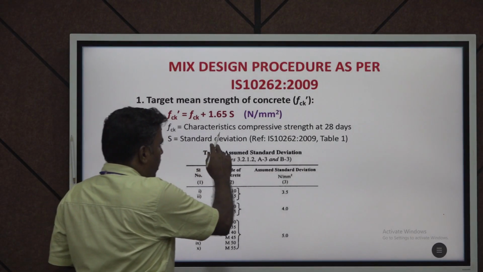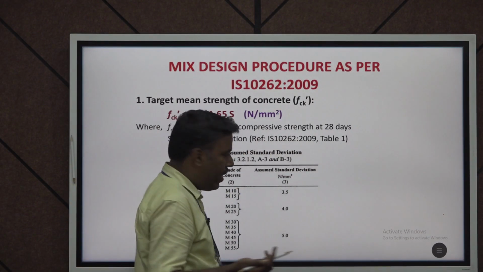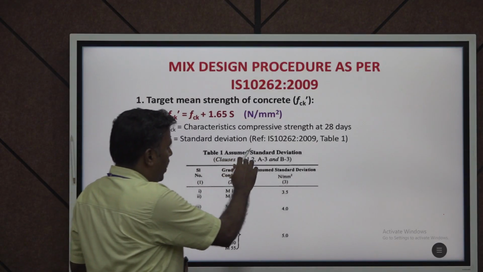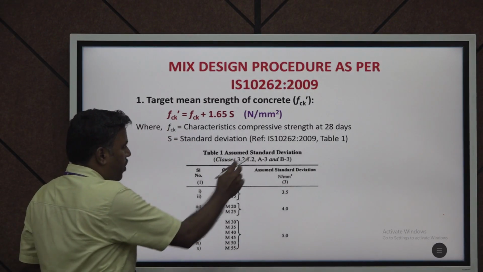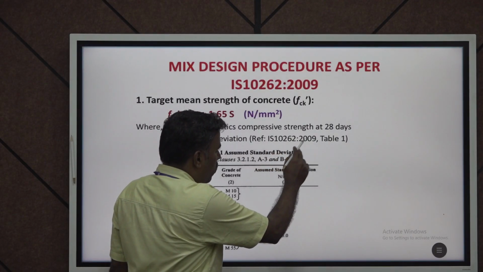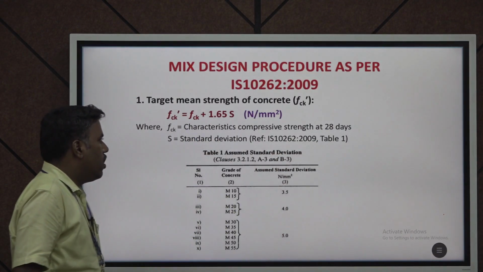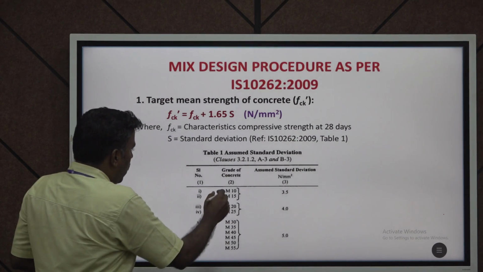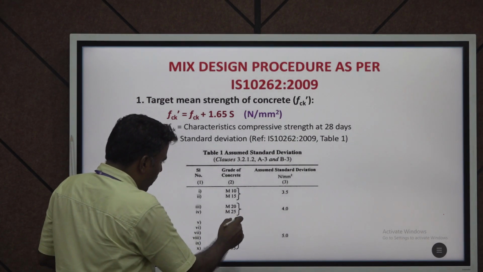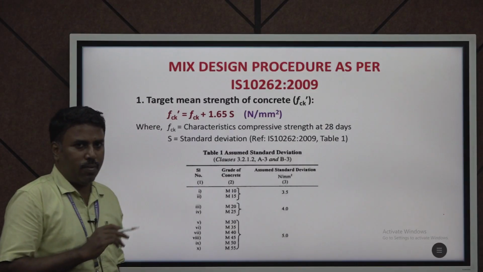FCK means characteristic compressive strength at 28 days. S means standard deviation. To design concrete, we have to refer to IS 10262:2009. For step 1, we have to refer to Table 1. Here various grades of concrete are given.